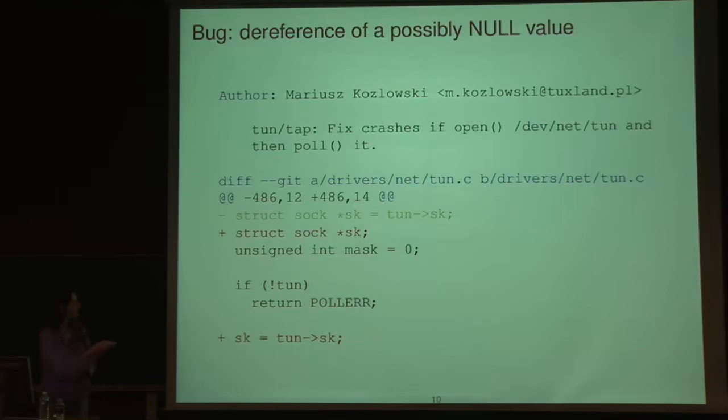Certainly, this is contradictory here. Either the null test is useless because tune can never be null, or the null test is useful and this code here is going to crash. So the solution to this problem is to not do the dereference here, and instead move the initialization to after the null test, and then it becomes safe.